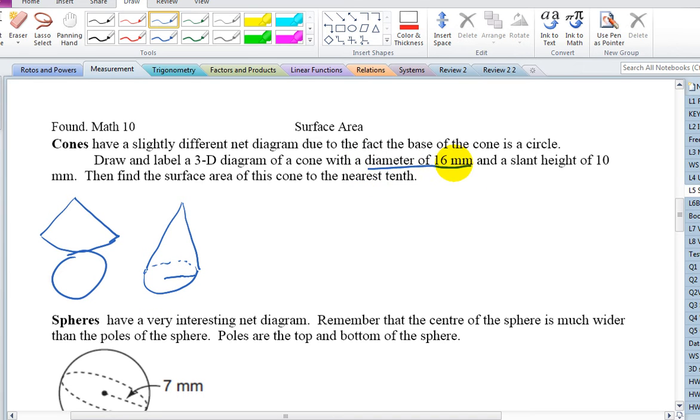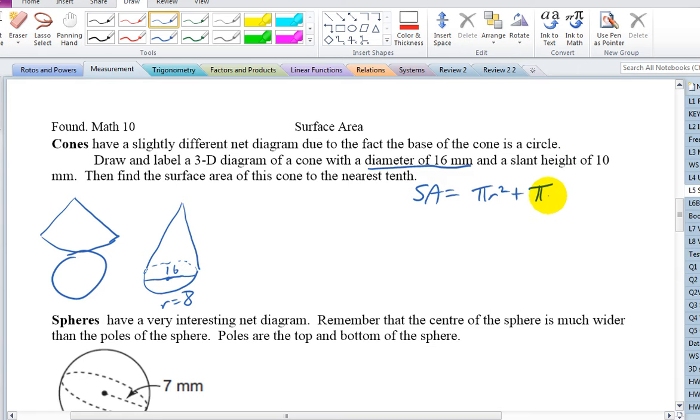Diameter 16. What's the radius? Okay, so this is 16. R equals 8. Good. Now this one's going to be all formula based. So look on your data booklet, find the formula for the surface area of a cone. I believe it's pi r squared plus pi rs.